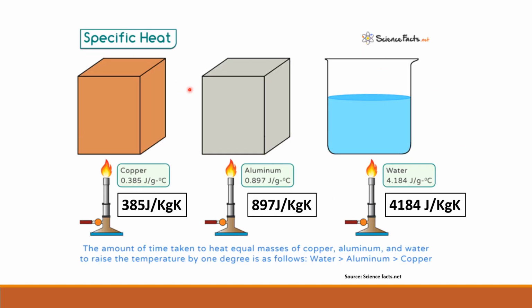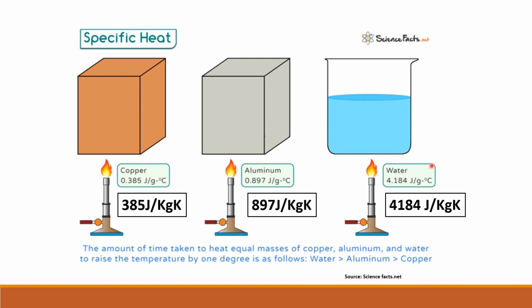Here I have shown three different examples. One is copper, another one is aluminium, another one is water. We have taken equal mass, 1 kilogram of copper, 1 kilogram of aluminium, 1 kilogram of water, and also supply the same amount of heat energy. But for a rise in temperature of 1 degree Celsius, the time taken differs from material to material.